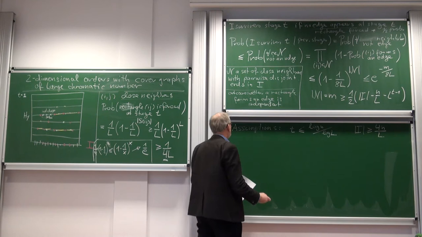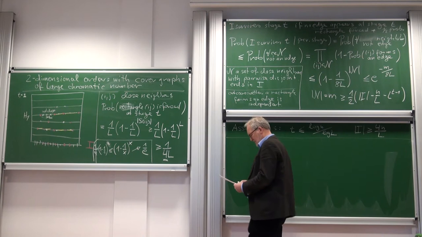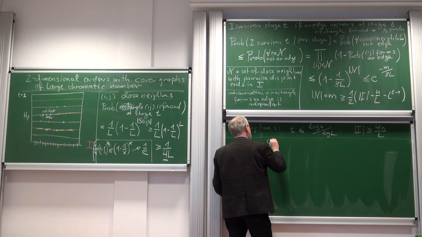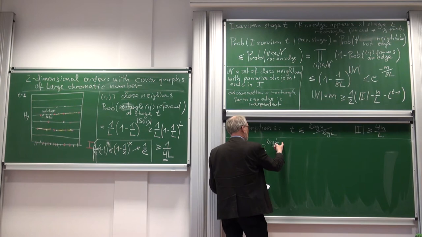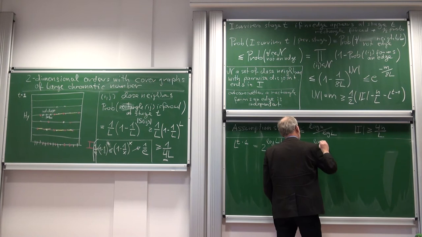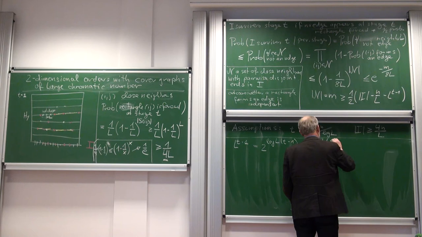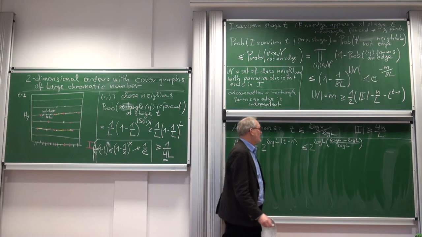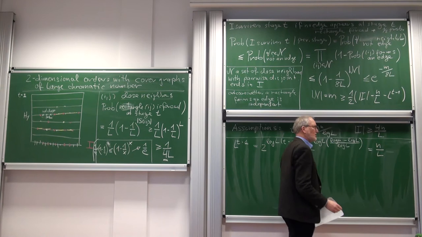And now, with these assumptions, we see that L to the T minus 1 is equal to 2 to the log L. Now we plug in the T, and so this is upper bounded by log N over log L minus log L, and there is a nice cancellation, and we have 2 to the n minus log L, so this is equal to n over L, so not too big.